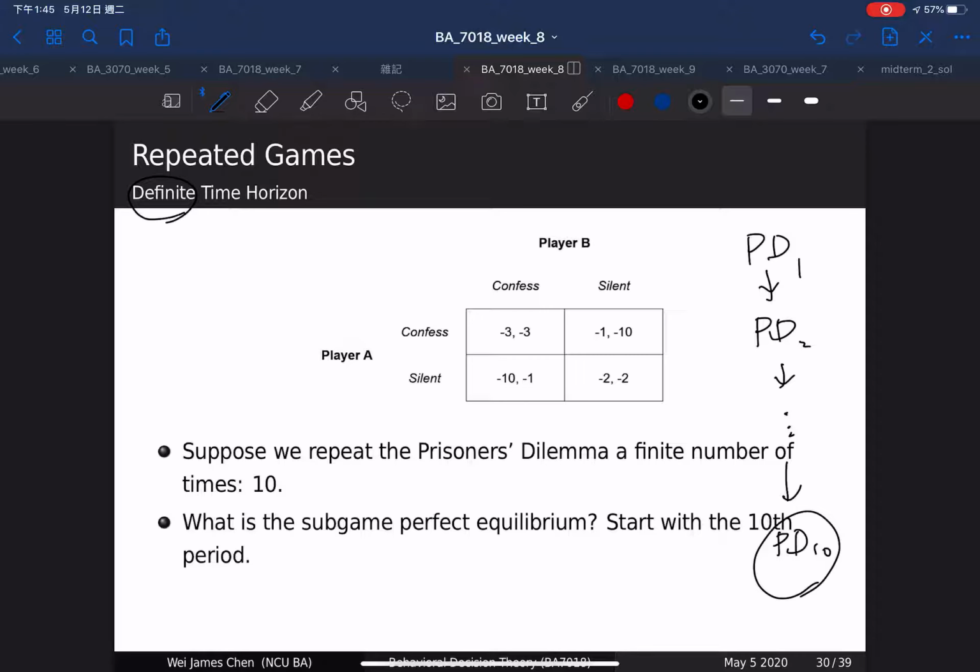So actually, if you play for finite time, the same logic always follows. Since it's finite, we can always find the last round. And in the last round, both people will confess. Then in the second-to-last round, everybody will confess, and so on. So the SPE here is actually player A's strategy is I will always confess, and player B's strategy is I will always confess. That's the strategy. That's the SPE. Okay?